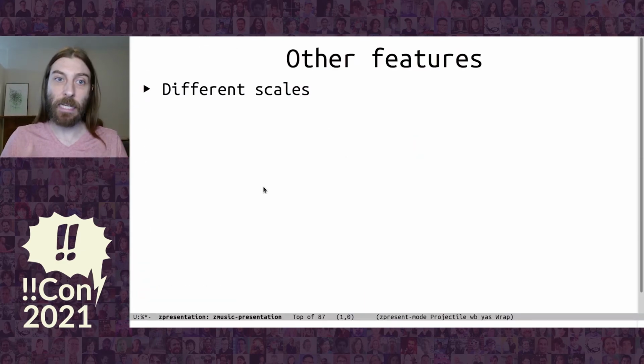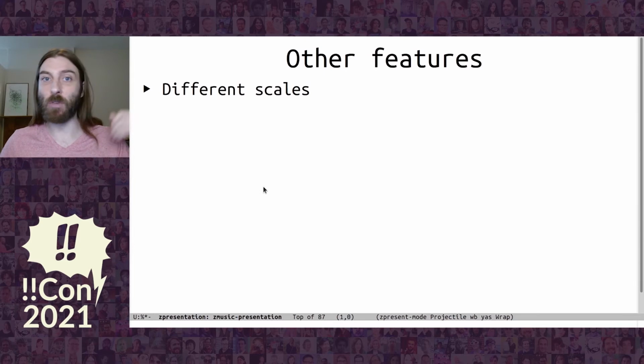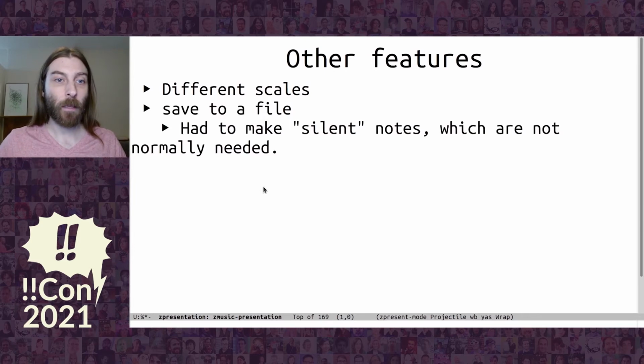So some other features that I didn't have time to demo, you can have different scales. What we used is the minor pentatonic, which I picked because basically every note sounds good with every other note. That's not the case for most other scales. But if you want to, you can swap out for a minor scale, a major scale, any other scale you want. And you can also save your music to a file.